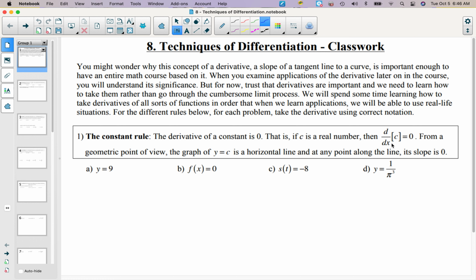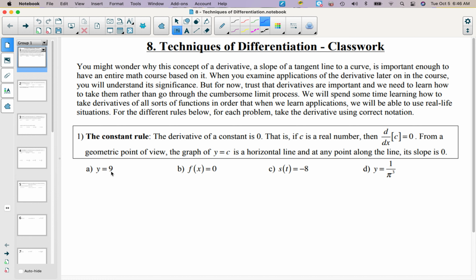And it makes sense because think about the graph of y equals a constant. You get a horizontal line, and we know that the slope of a horizontal line is always zero. And we know that the derivative is how we find the slope of the tangent line at a point. So for all these situations, make sure you use correct notation.